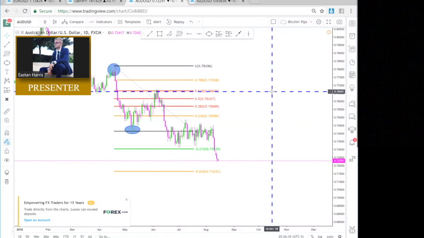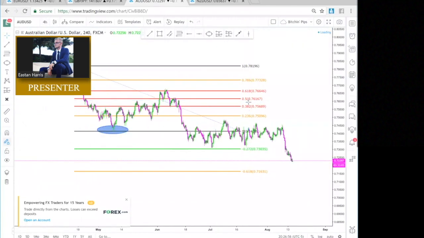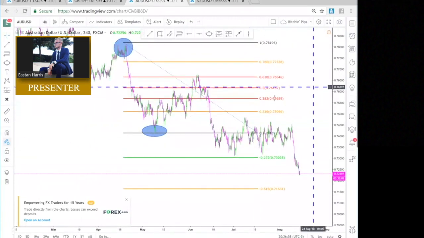Yes, this can work on the 15. I do personally like to use them on the higher time frames, but yes, they do work on the lower time frames as well. We're going to drop down to the 4 hour and check and see what's up. So we go to the 4 hour. All right. Look at this.